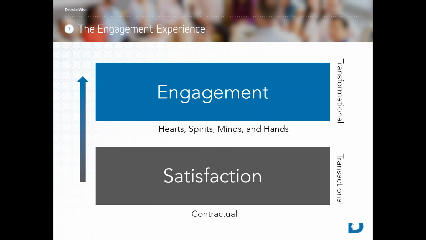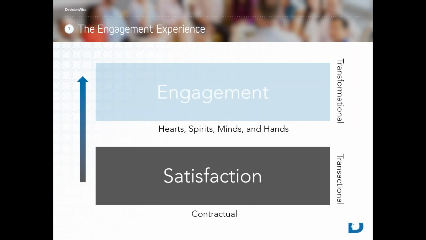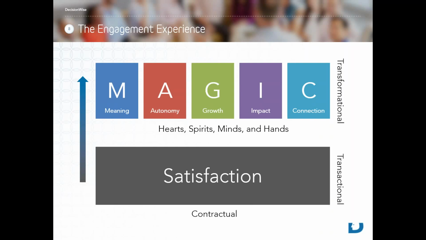But once they're in your organization, it's the engagement, it's the heart, spirit, hands, and minds. It's that discretionary effort. It's creating the kind of culture where you have these other drivers we'll talk about in a second that really keep people in the long term. Yeah, and so what really drives engagement are these magic components: meaning, autonomy, growth, impact, and connection. Meaning is, do I find that there's a purpose in what I do every day? Do I feel like I connect to something larger than myself?